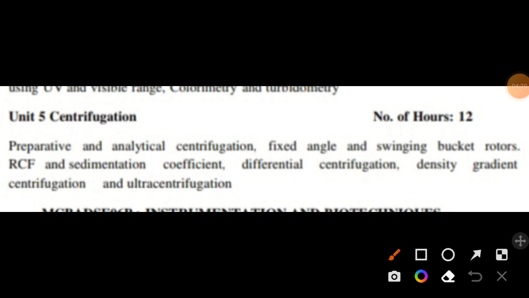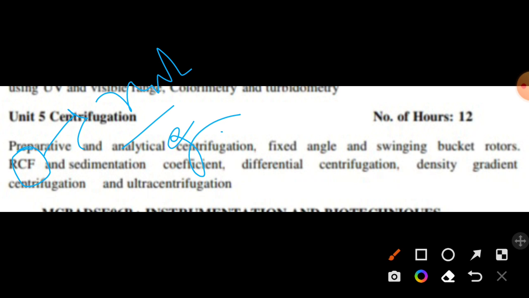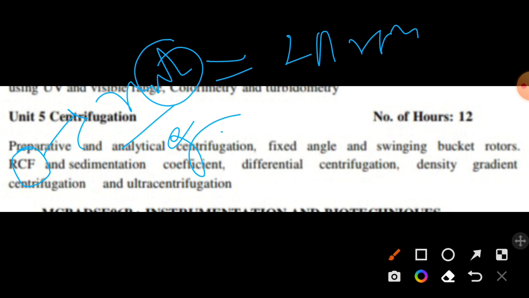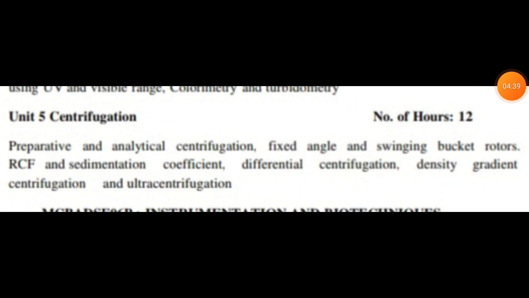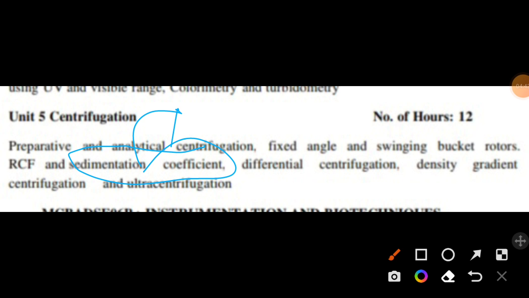Then we discussed RCF, that is r omega square by g, and in omega we can replace omega with 2 pi rpm by 60, and g can be replaced by 980. That can ultimately give us the relation between RCF and RPM. That is very important. Then we discussed the sedimentation coefficient, S, that is v by omega square r. Now another topic, differential centrifugation.